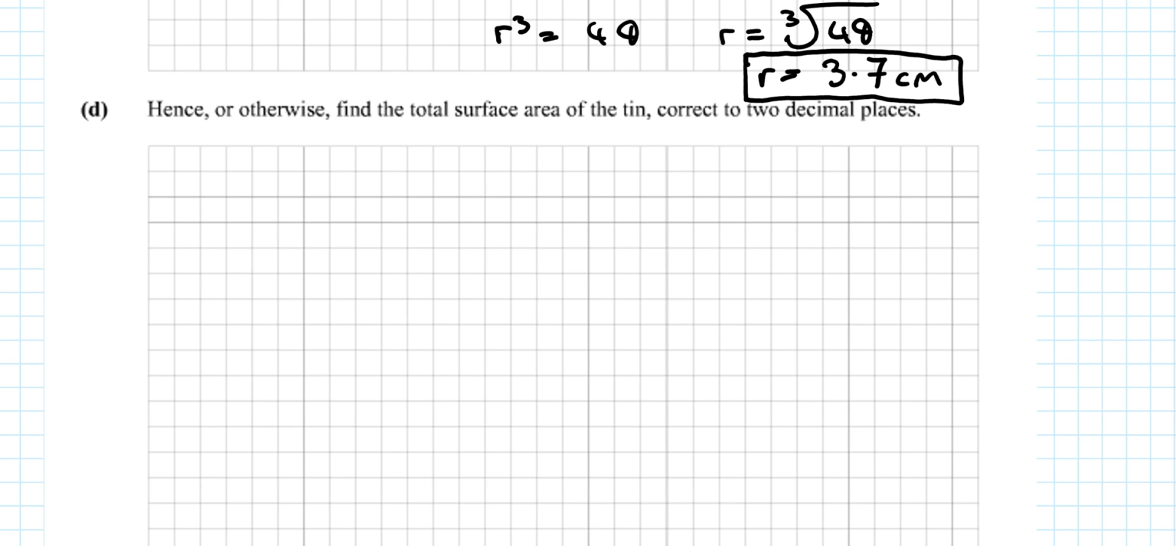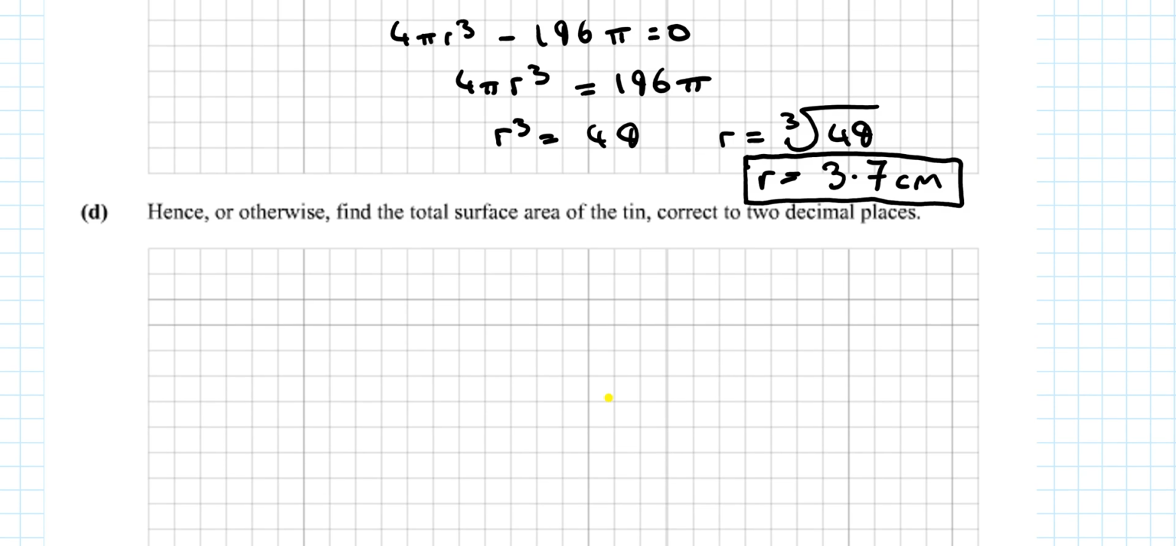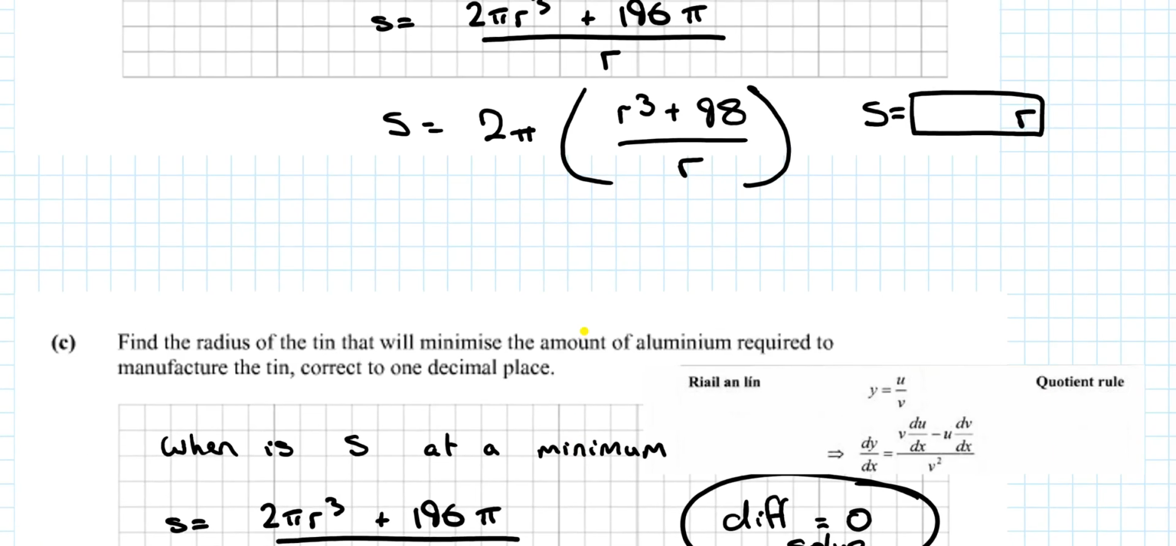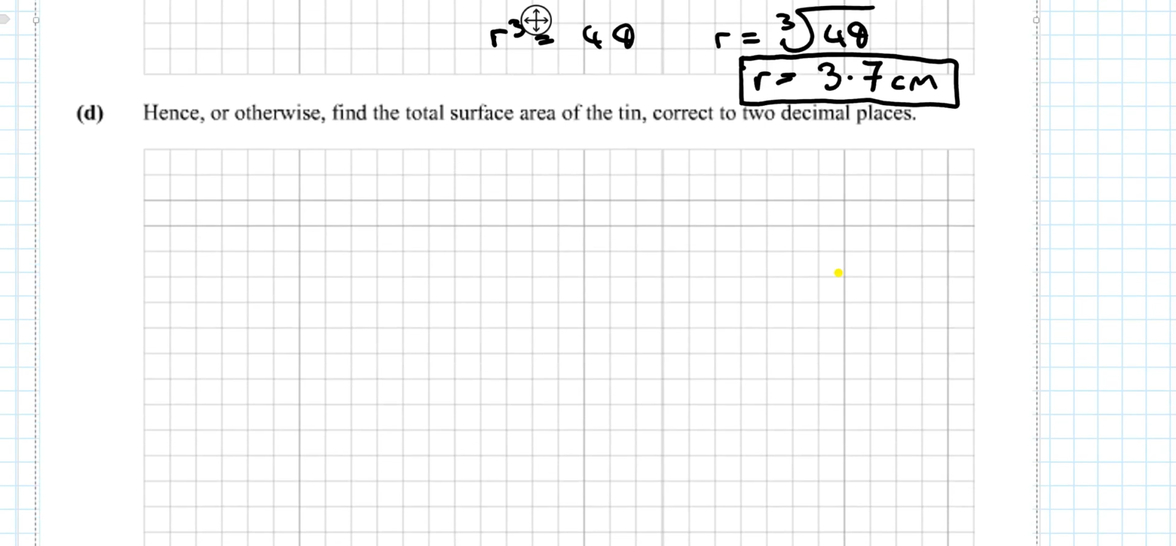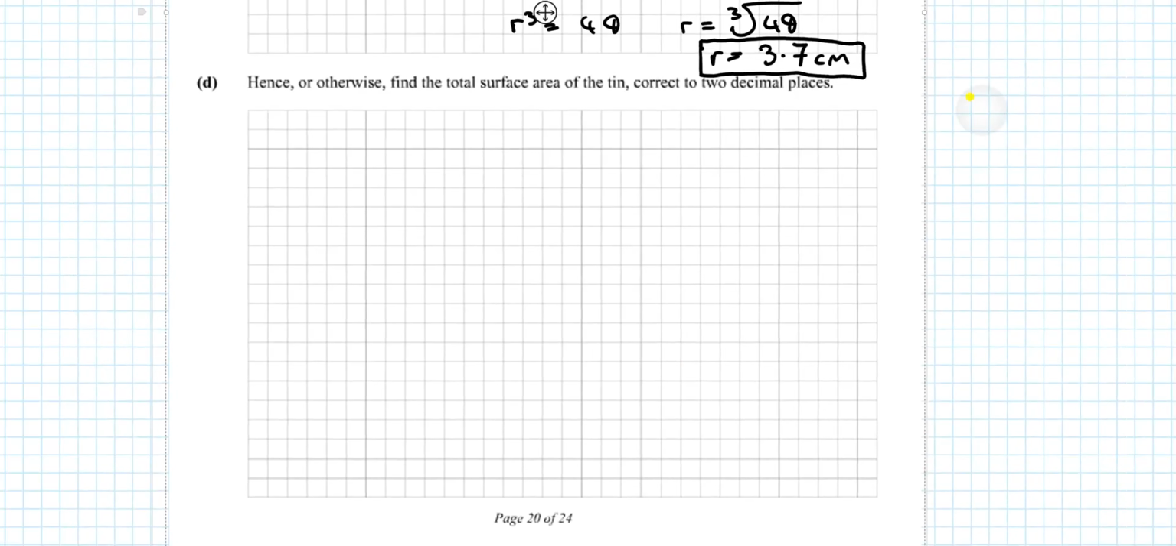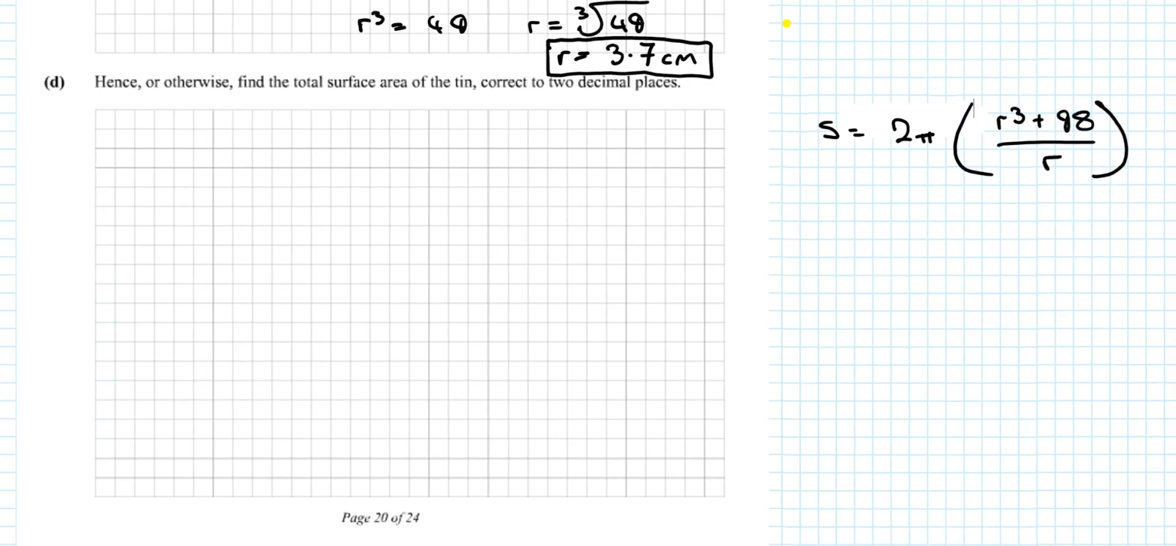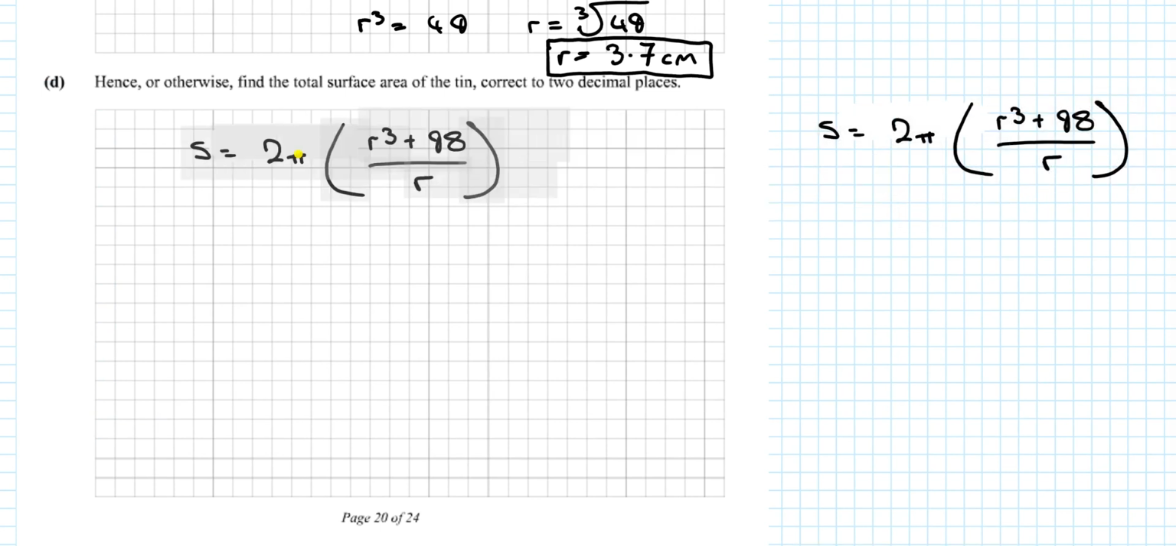Hence or otherwise, find the total surface area of the tin, correct to 2 decimal places. I would imagine that that is the area that gives a minimum. Okay, so find the area that uses the minimum amount of aluminium. So I'm going to copy that down from part B, and use it, subbing in the 3.7 for r.